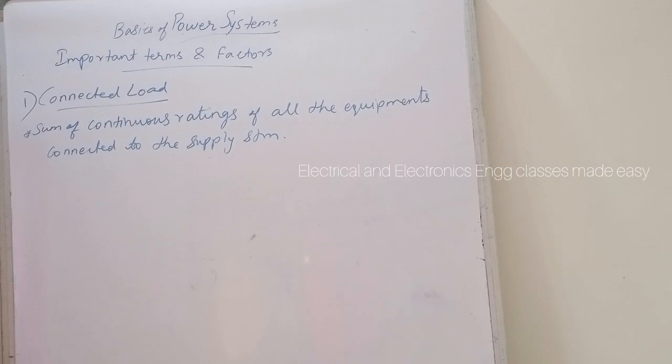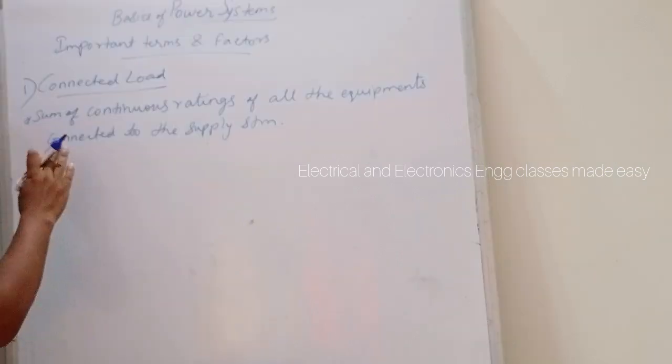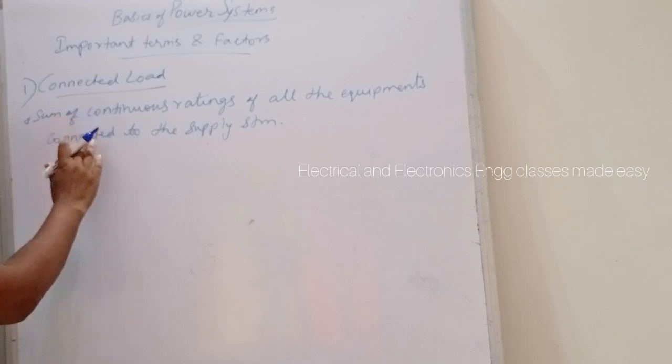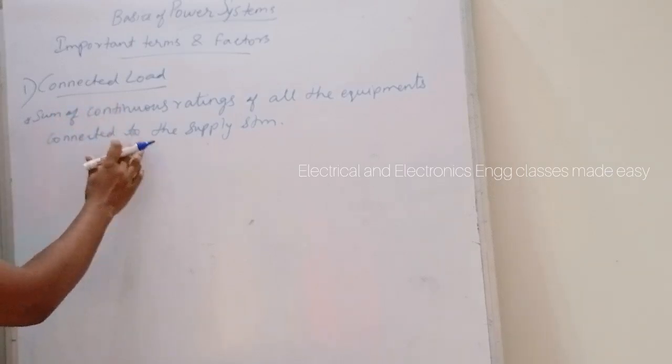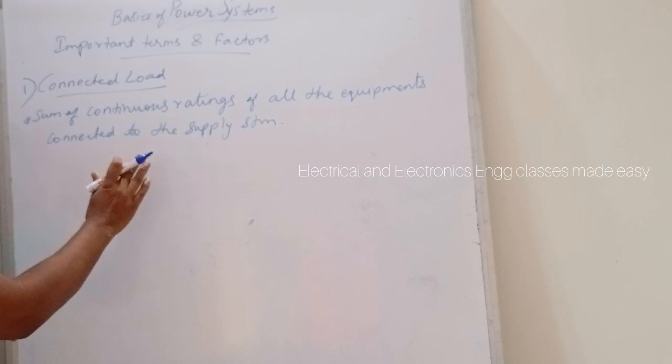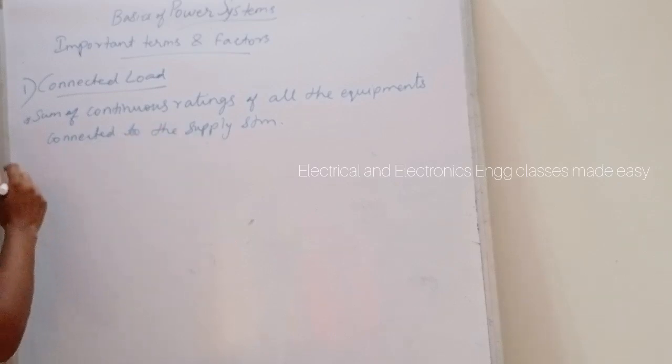In the previous class we discussed the single line diagram of power systems, and let us now discuss the important terms and factors in power systems. First one is connected load. It is the sum of continuous ratings of all the equipments connected to the supply system.